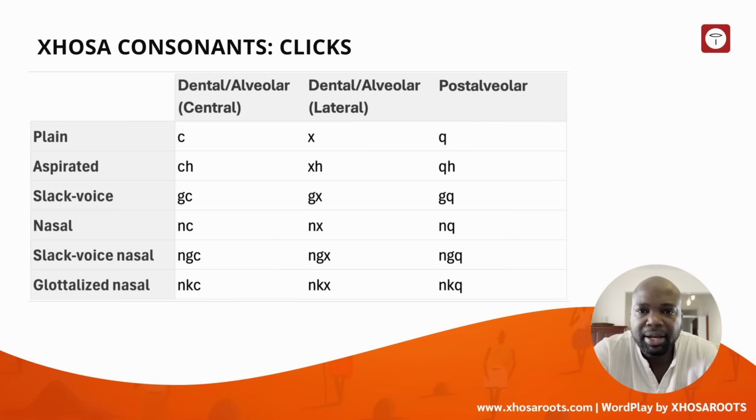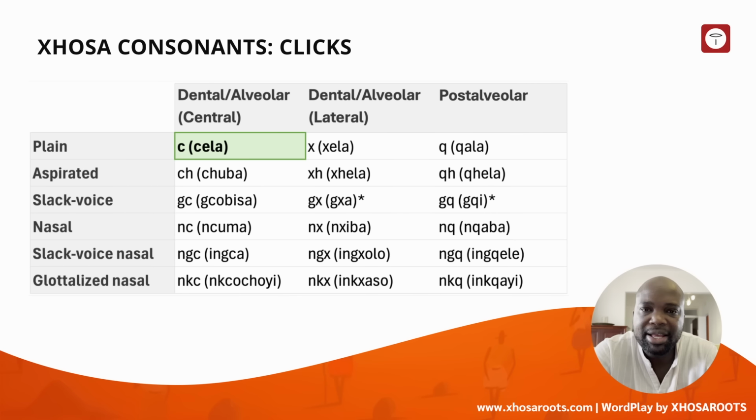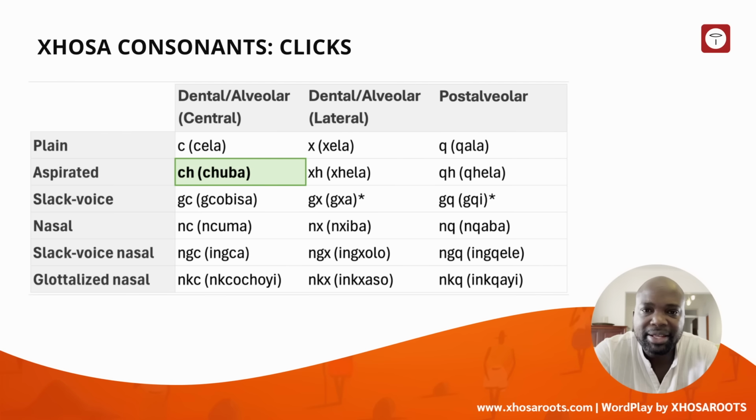Now, the dental clicks again, it's ta, the tongue against your front teeth, cela, ask. The aspirated version, cha, chuba, to peel, which is an instructive verb. We have the slack voice, gcoba, ugcobisa, to apply lotion to your skin, gcoba, gcobisa. The other term for that is ukuthambisa ngesixhosa, gcoba, gcobisa.